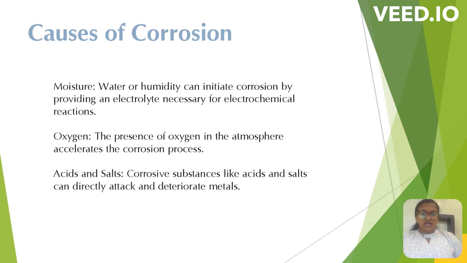Causes of corrosion. There are many factors which influence the cause of corrosion, some of which include moisture, oxygen, acids, and salts. Moisture: water or humidity can initiate corrosion by providing an electrolyte necessary for electrochemical reactions. Oxygen: the presence of oxygen in the atmosphere accelerates the corrosion process. Acids and salts: corrosive substances like acids and salts can directly attack and deteriorate metals.